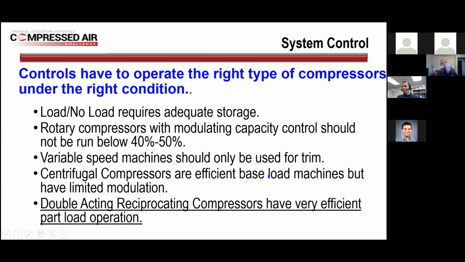Centrifugals are efficient base load machines, but have limited modulation. So you can only turn those down maybe to 60 to 70%, in some of the older ones, so you've got about a 30 to 40% turn down. Some of the older ones are a little bit less, depending on the kind of inlet it has. And then the recips have always been efficient, both at part load and at full load. Again, their big thing is more around the maintenance and the people to keep them maintained.